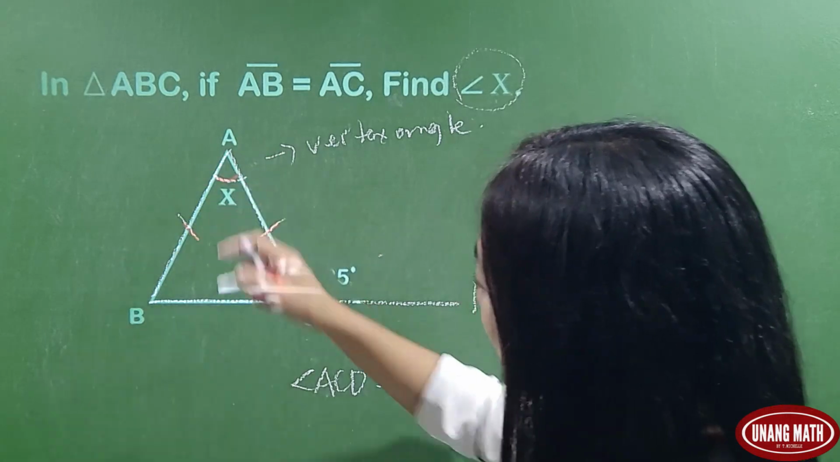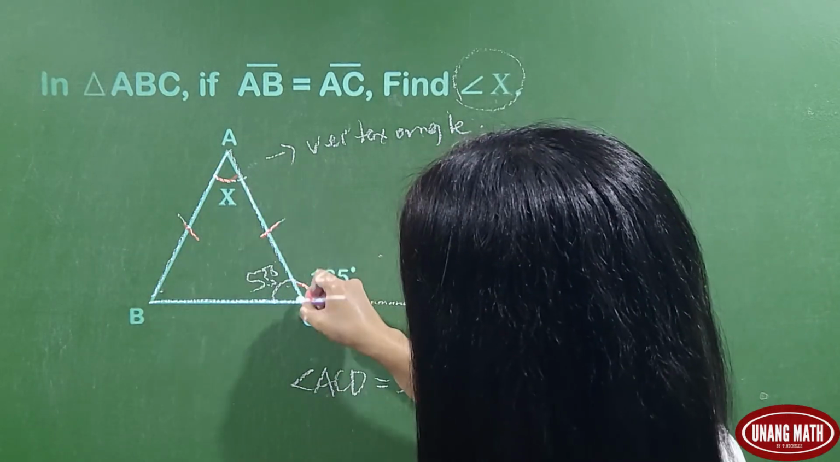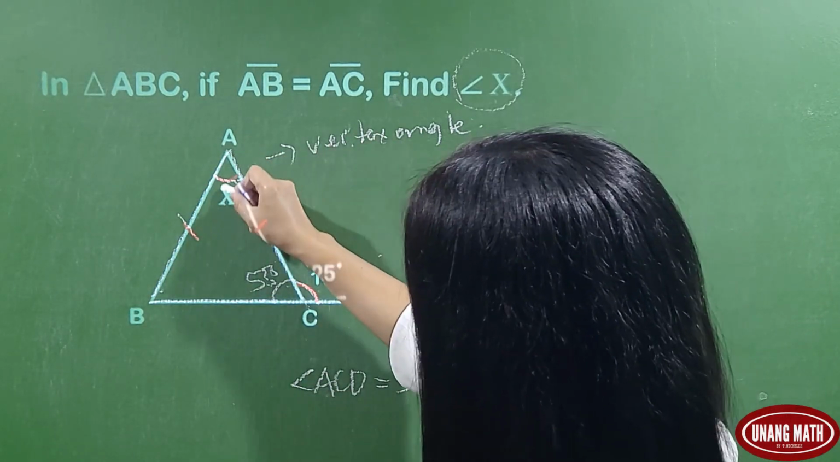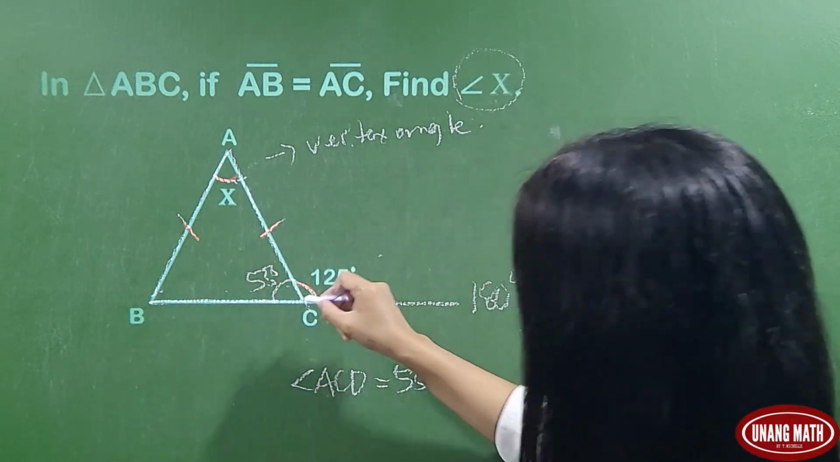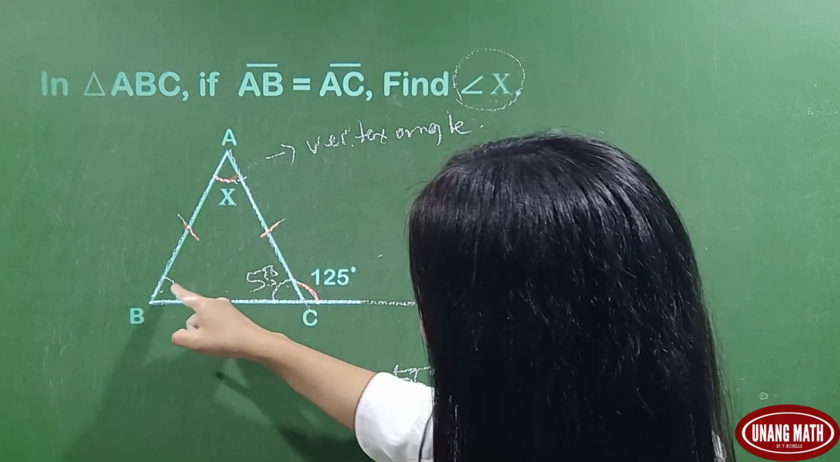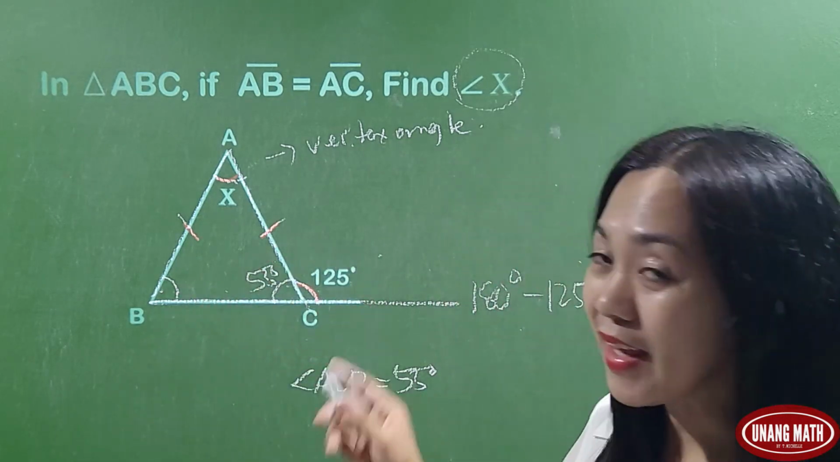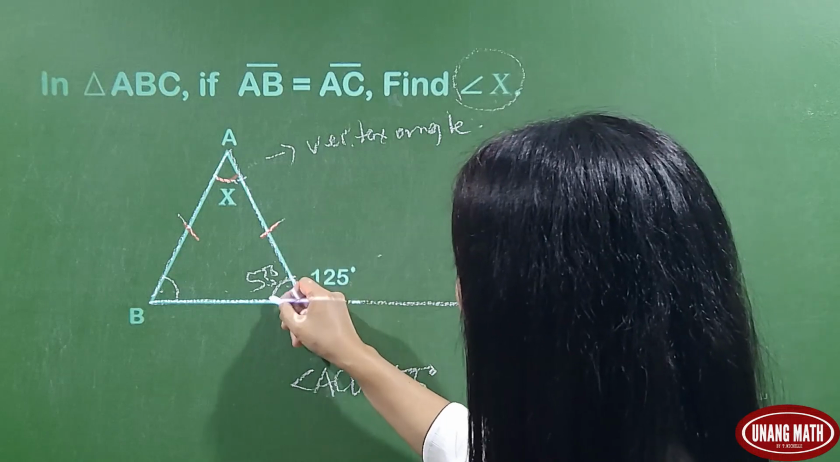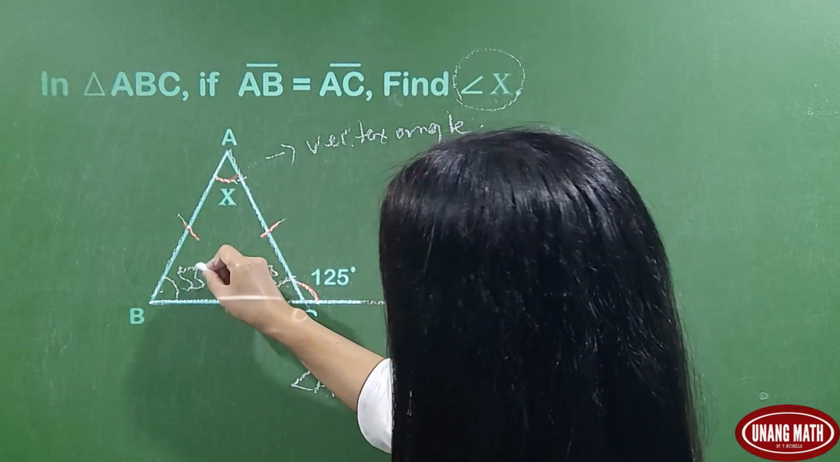Okay, take note, this is an isosceles triangle. This is our vertex angle. Opposite side is our base. And the two adjacent angles are equal in measure. So if this is 55 degrees, this is also 55 degrees.